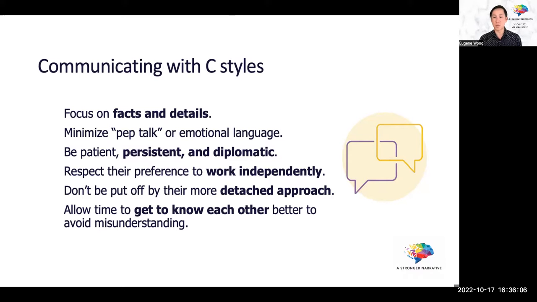Allow them to work independently. So in a workplace, they will not want to be distracted by everybody else. They'll want to go at their own pace. And don't worry if they seem detached. That's okay. They are probably just processing on their own terms and at their own pace. And allow time to build that relationship and build that common understanding of each other so that there isn't confusion and crossed lines of communication.